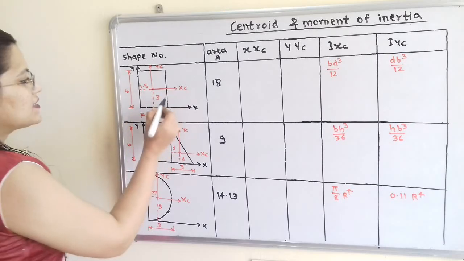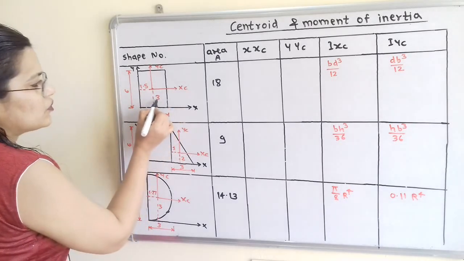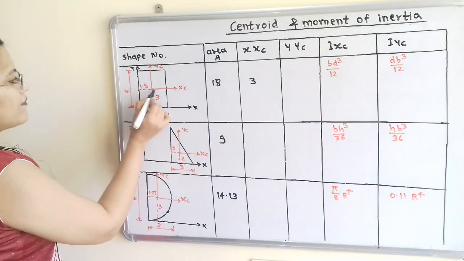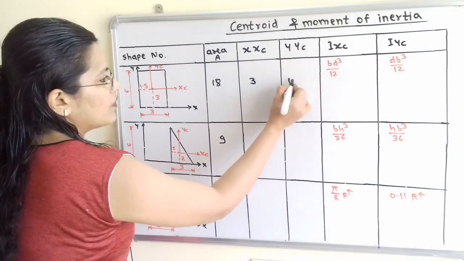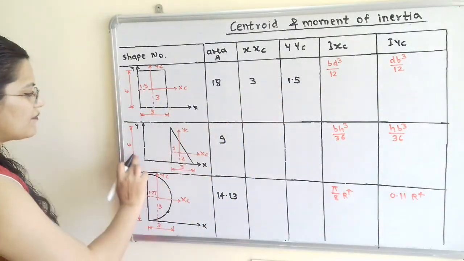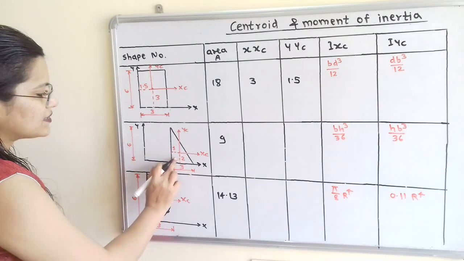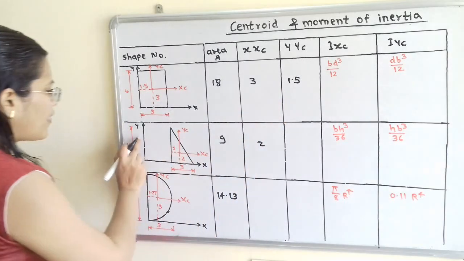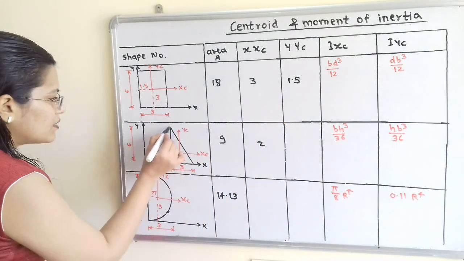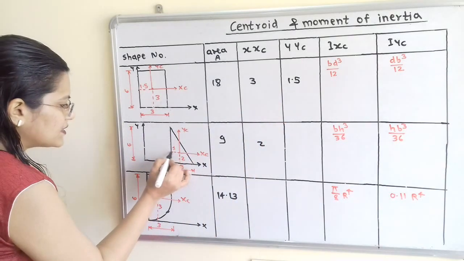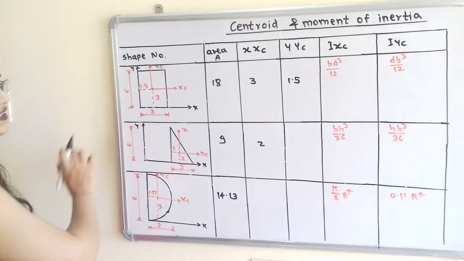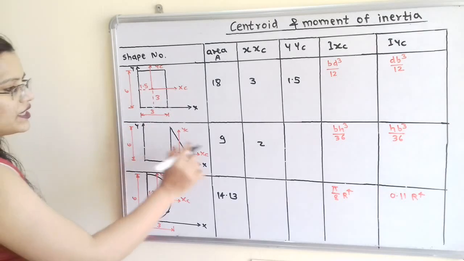So what is the distance between x and xc? It is equal to 3. The distance between y and yc is equal to 1.5. In the same way, the distance between x and xc for the triangle is 2. The distance between y and yc, so between this height and yc, is 1, and the remaining distance, if we observe, is 3. So 3 plus 1, that is 4.